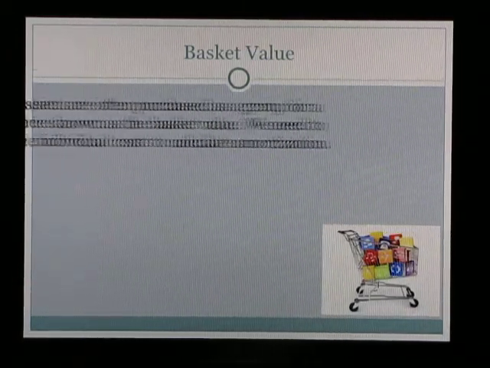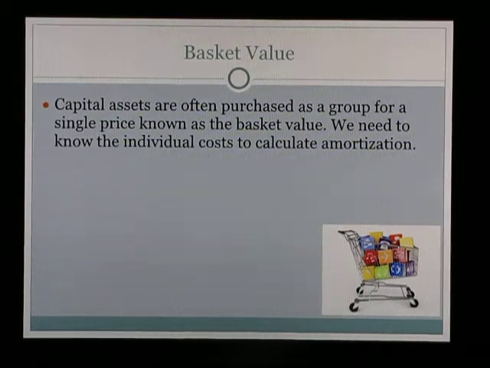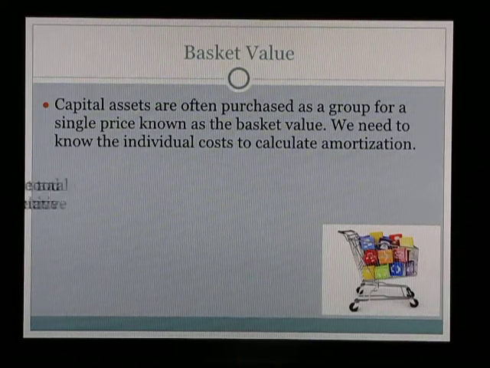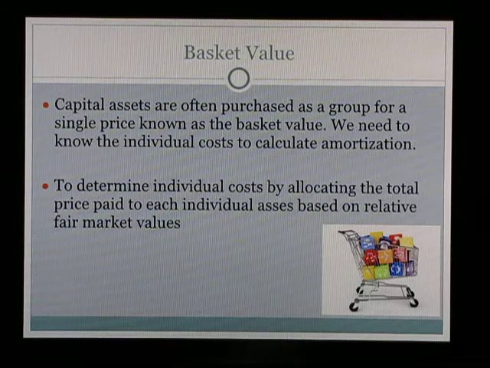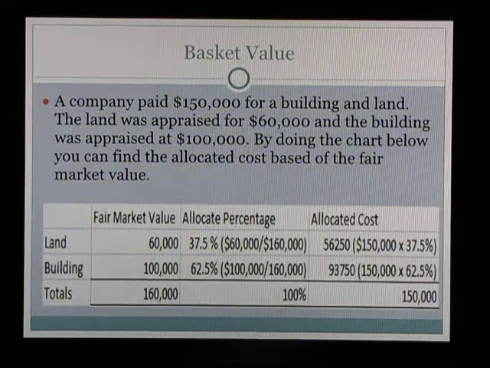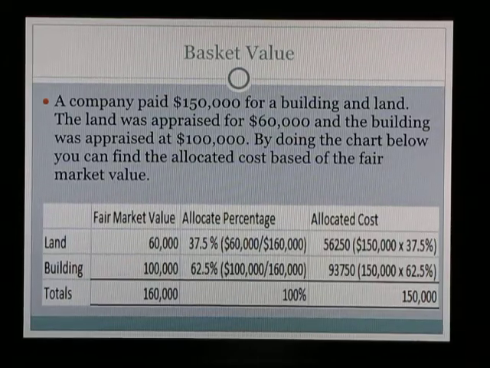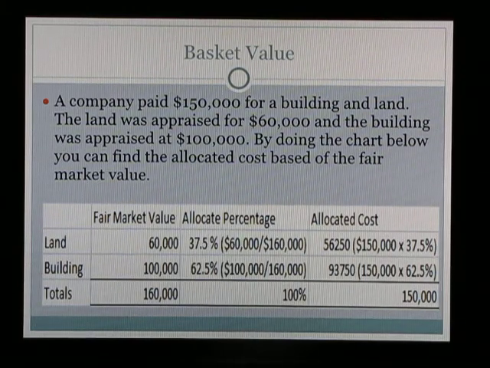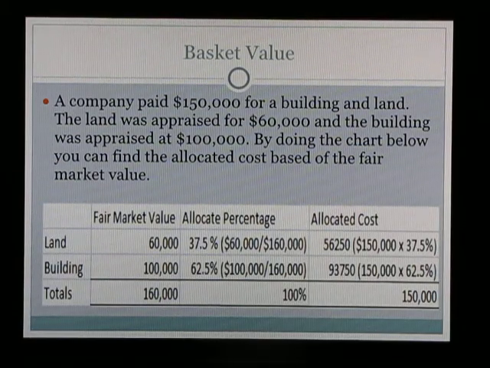Basket value. Capital assets are often purchased as a group for a single price known as the basket value. We need to know the individual cost to calculate amortization. To determine individual costs, allocate the total price paid to each individual asset based on relative fair market values. So if a company paid $150,000 for a building and land, and the land was appraised at $60,000 and the building at $100,000, by doing the chart below you can find the allocated cost based on the fair market value.